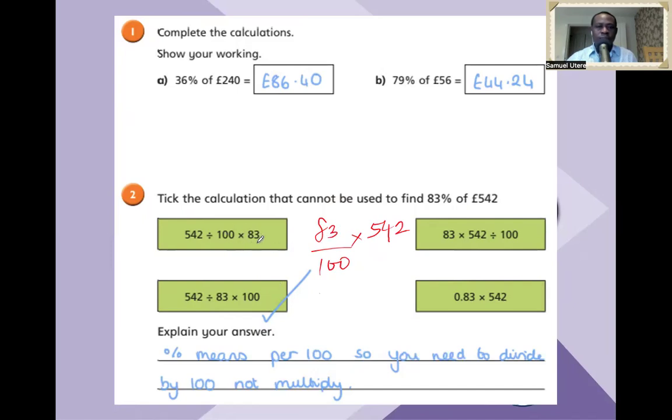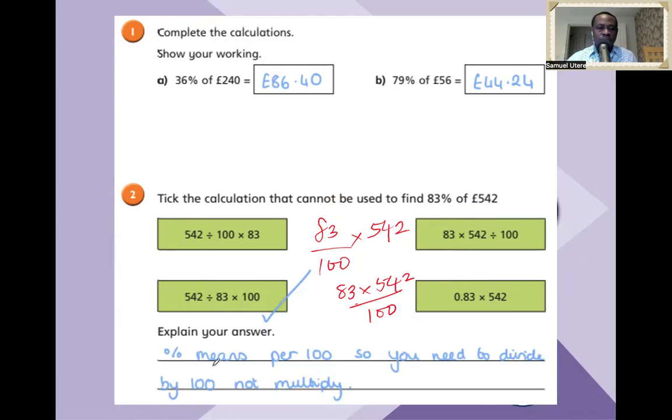This one is a bit like saying, imagine these 83 and 542 swap places, which is possible. It can be done, all right? Because we can rewrite this as 83 times 542 divided by 100. So it can be either this divided by that or this divided by that. And then you can see that one represents that. And then this is 0.83. Okay, so the odd one out is this.